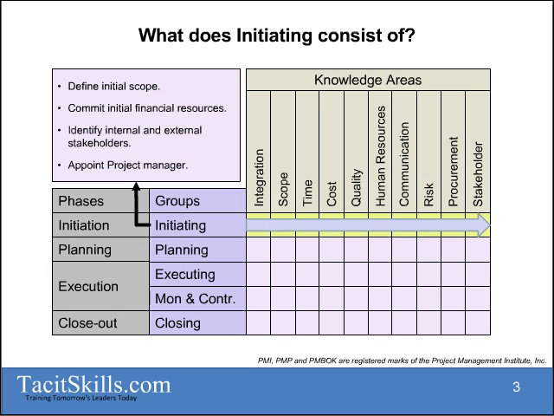So if we have a look at what these processes and the process groups consist of. First of all, if you look at this slide here, we've got the 10 knowledge areas on top. On the left-hand side, we've got the 5 process groups, and then next to it, there are 4 phases. Now, those phases do not relate 100% to groups, because you might find initiating, planning, executing, monitoring, controlling and closing activities in all of your phases.